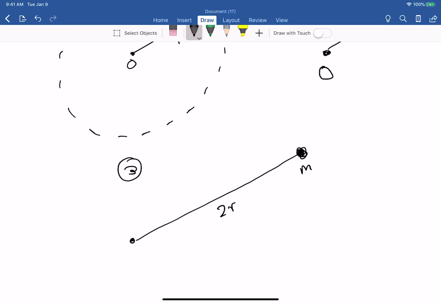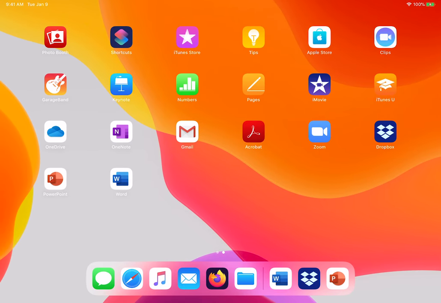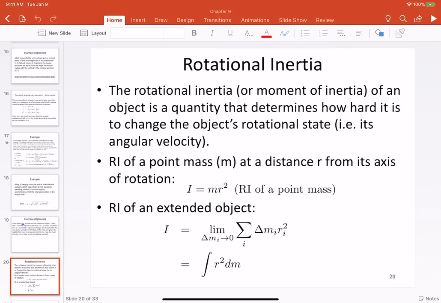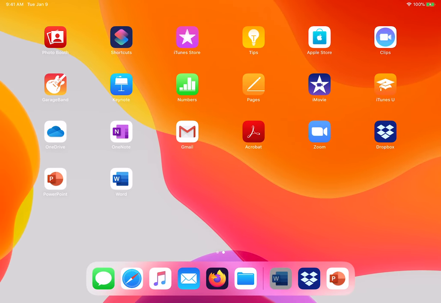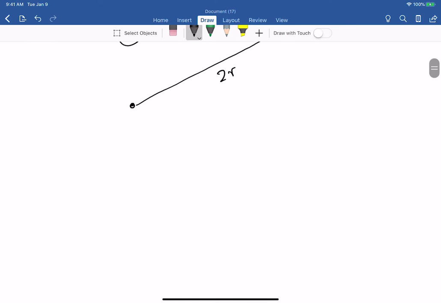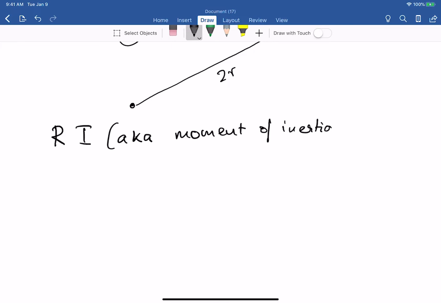So just to summarize this, rotational inertia is a measure of how difficult it is to change the rotational state of an object, to change the omega of an object, right? All right, now let's look at the simplest formula for rotational inertia. The rotational inertia of a point mass. Notice that rotational inertia is also called moment of inertia. I use both these terms. Moment of inertia is kind of the older term, and nowadays books call it rotational inertia.